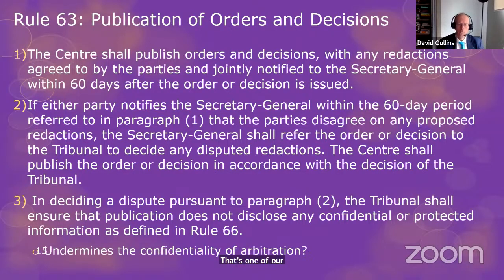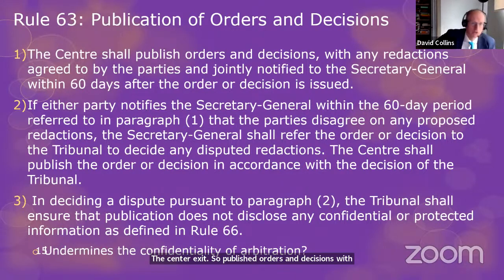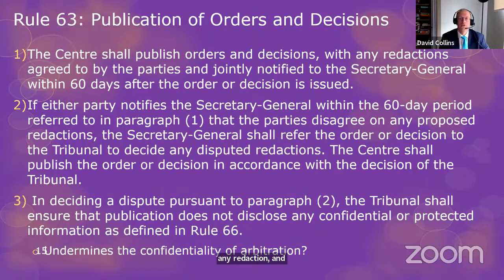But over the last 10 years or so, as part of the backlash against ISDS and the perception of the illegitimacy of it, there's been an emphasis on transparency. And we see this in Rule 63. Publication of orders and decisions. The Center ICSID shall publish orders and decisions with any redactions agreed to by the parties and jointly notified to the Secretary General within 60 days after the order or decision is issued.